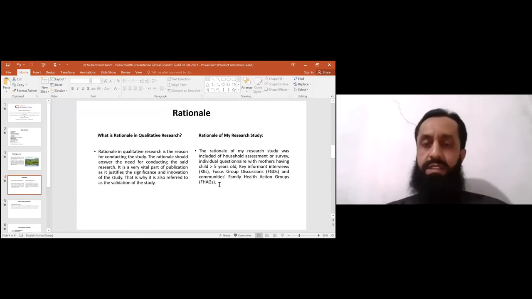My research study rationale included a household assessment or survey, in which individual questionnaires with mothers having children over 5 years old were done, key informant interviews with NGO as well as public health members were done, focus group discussions in communities, and family health action groups were done.